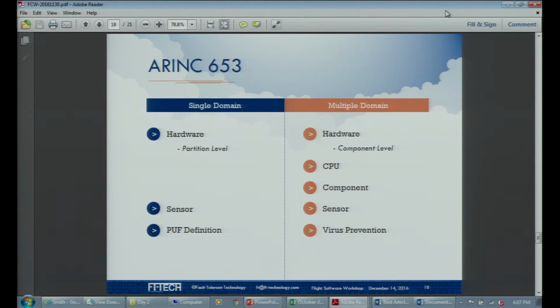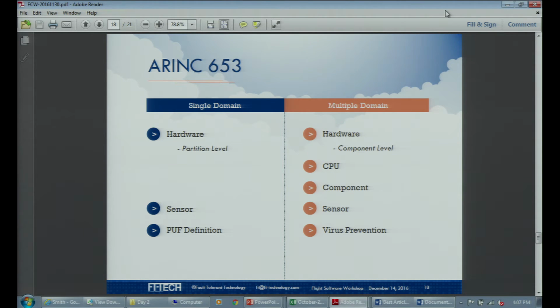And so, comparing the single domain systems and the multi-domain systems in the hardware, you can have a CPU failure in a multi-domain system and still recover your system. You can have any component failure. If you have another component that can take over, you can still do it. And it can do it at the component level.